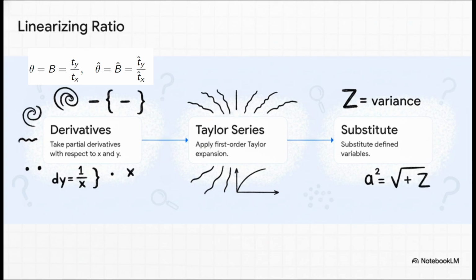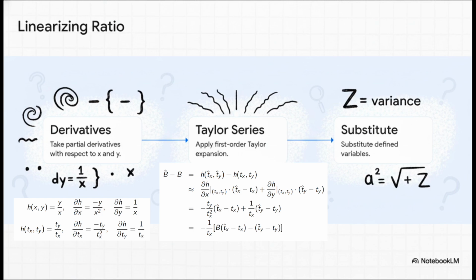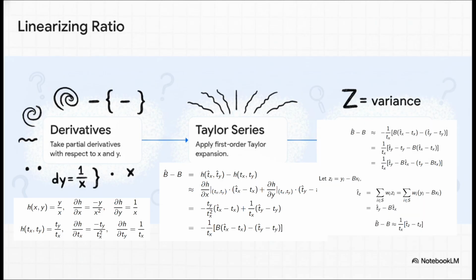Okay, step 1, we take the partial derivatives of our function with respect to both variables. Taking the partial with respect to x gives us negative y over x squared. Then, step 2, we apply a first-order Taylor expansion around the true population totals. And honestly, this is the brilliant part. It takes this messy, nonlinear curve and simplifies it into neat, actionable linear pieces. By step 3, we substitute in those partial derivatives, do a little algebraic manipulation, and define a completely new artificial variable, zi. We set zi equal to yi minus b times xi.